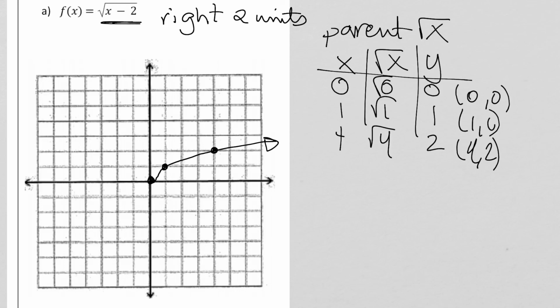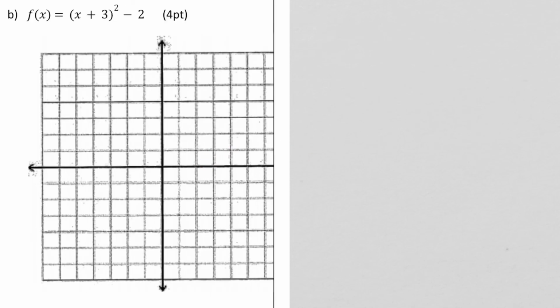All right, in the other color now, I'm going to move these 3 points right 2 units. So moving it right 2 units for all these 3. And here is my transform graph in red. Just like that is what you should be doing on your test. All right, last one for B.